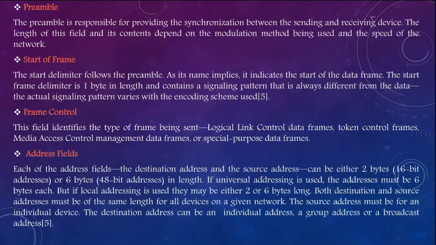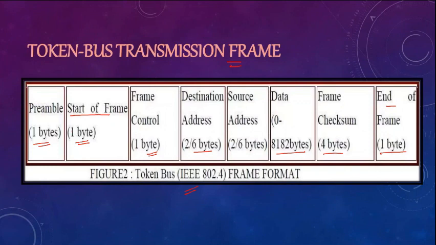This is the meaning of the same thing. We have already seen the frame control. The start of frame is nothing but the start delimiter. It identifies the location after which the actual data of the frame starts. So up to here, this will be the actual data of the frame.